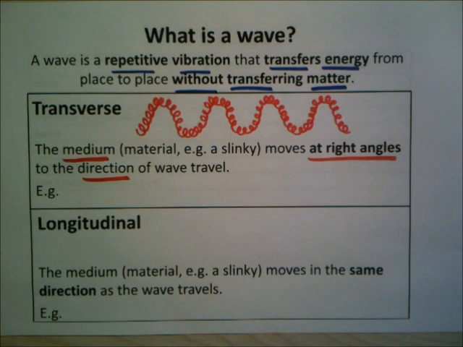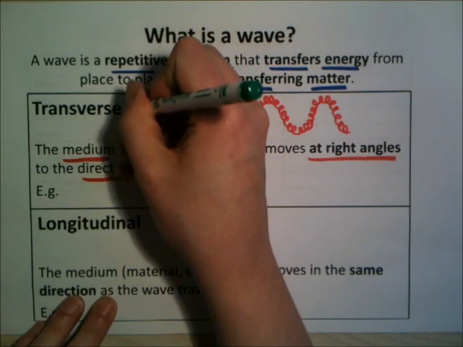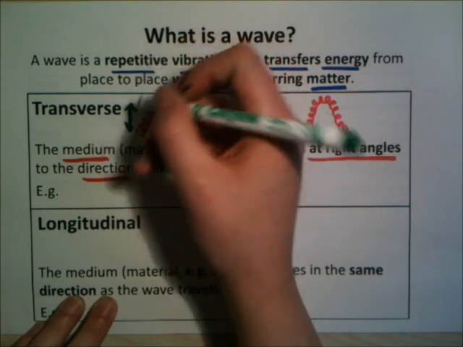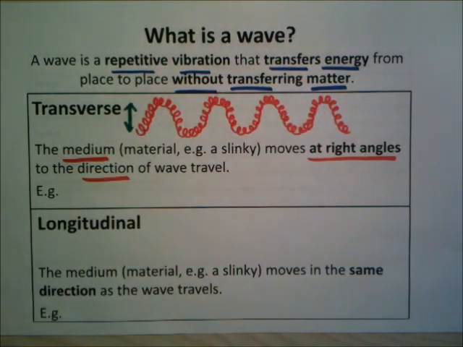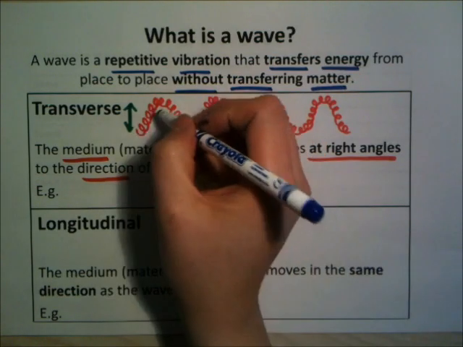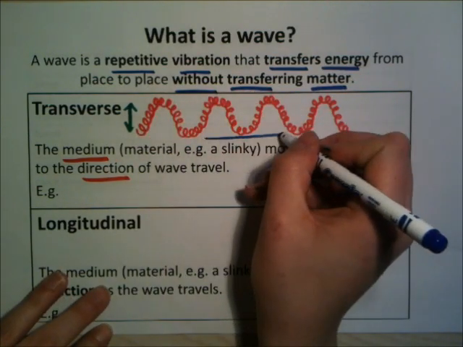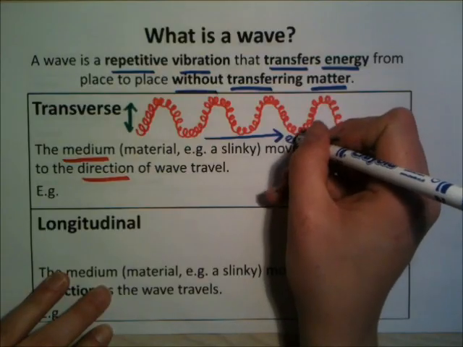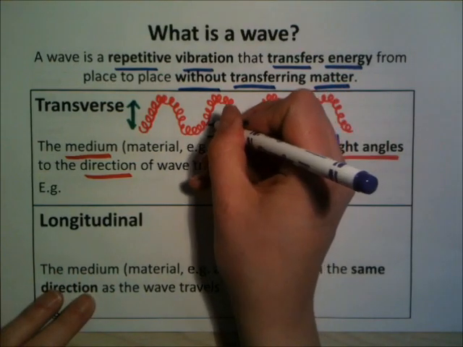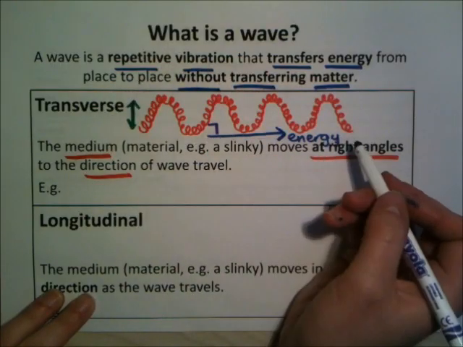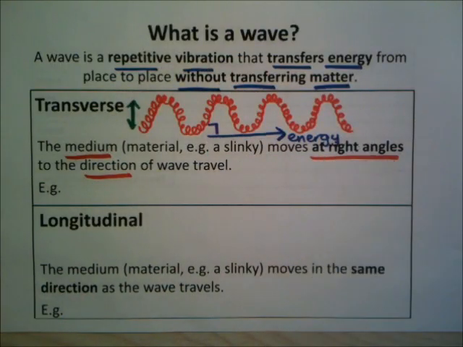So the slinky is moving up and down, okay? This part of the slinky is moving up and down with the wave. The direction of travel, however, the wave itself, this crest, is moving that way. The energy is moving that way. And you can see that that is a right angle between the motion and the wave. So that's what a transverse wave is.